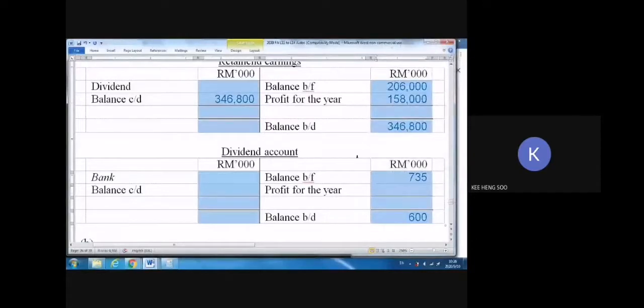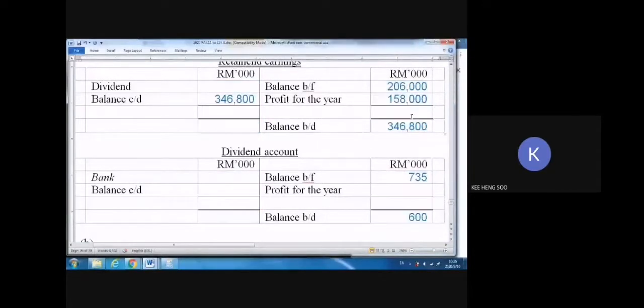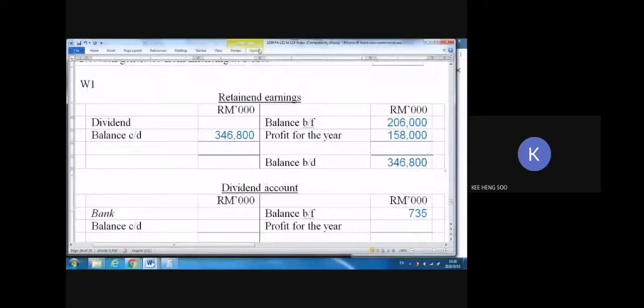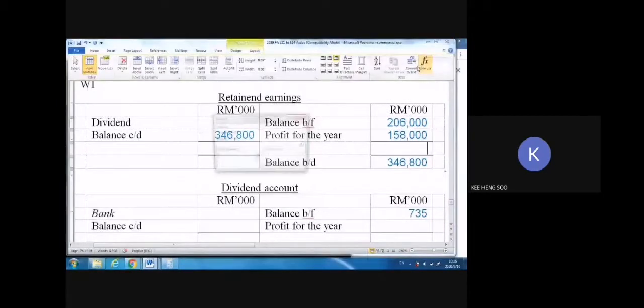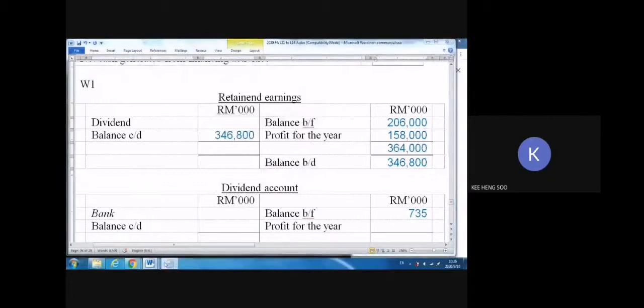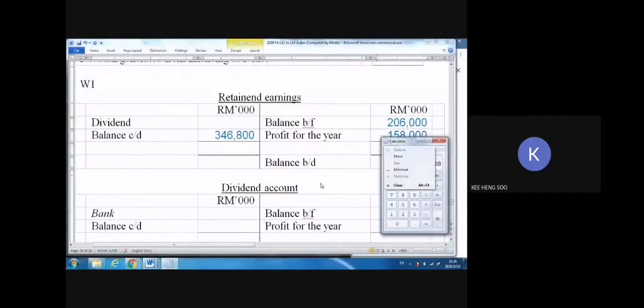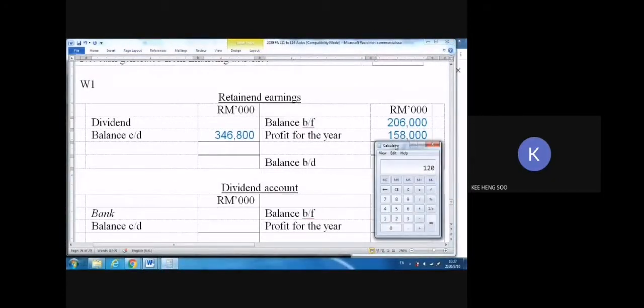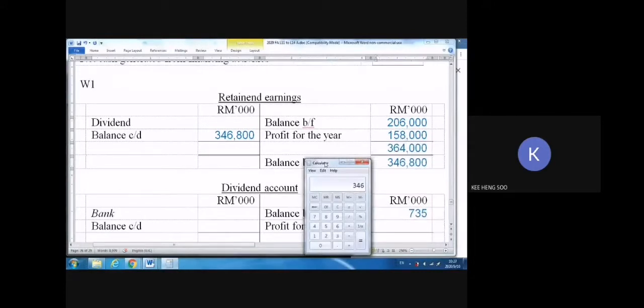Okay, so from here, you just add up together and use your calculator. 346,800 minus 364 gives 17,200.